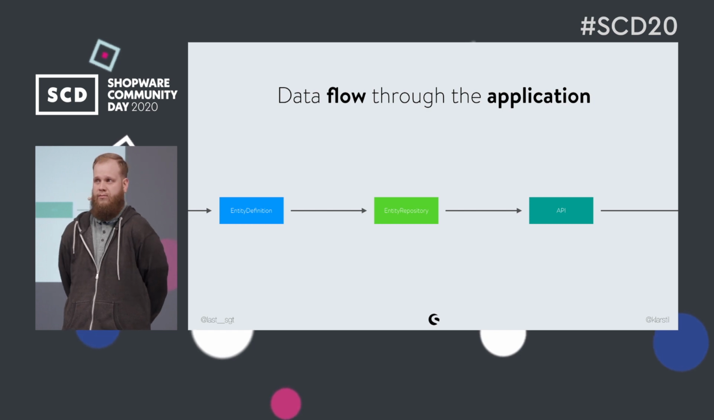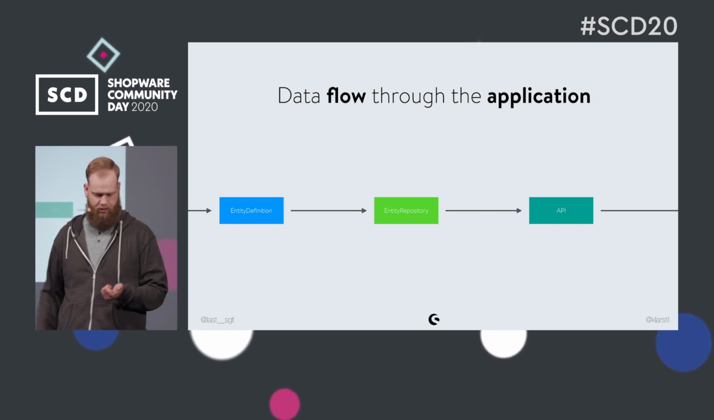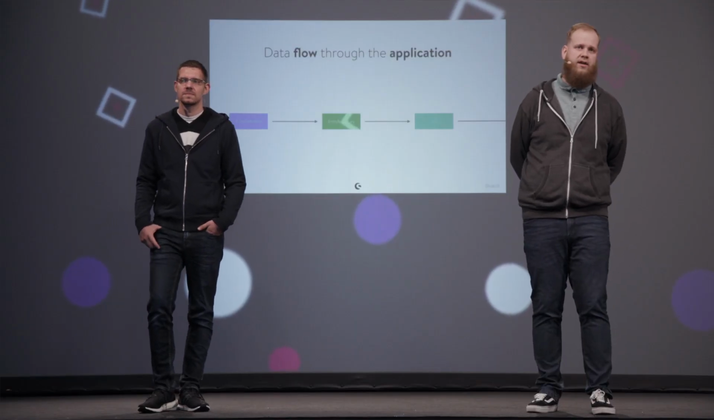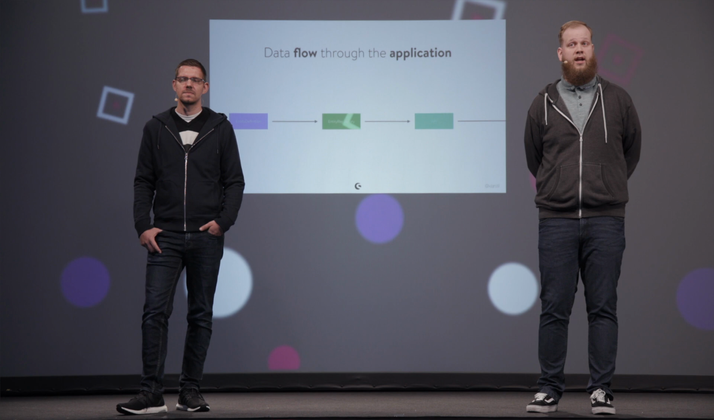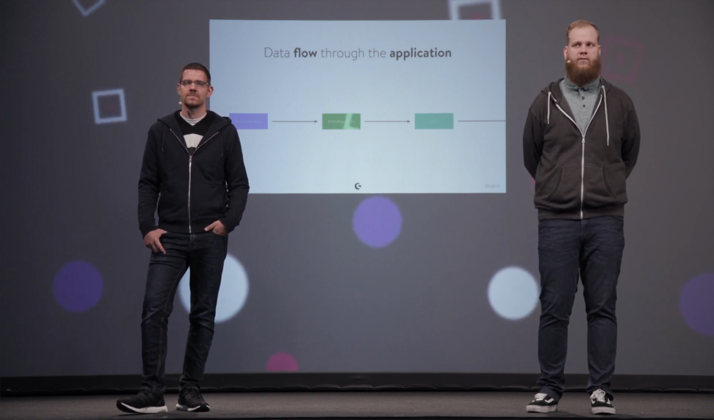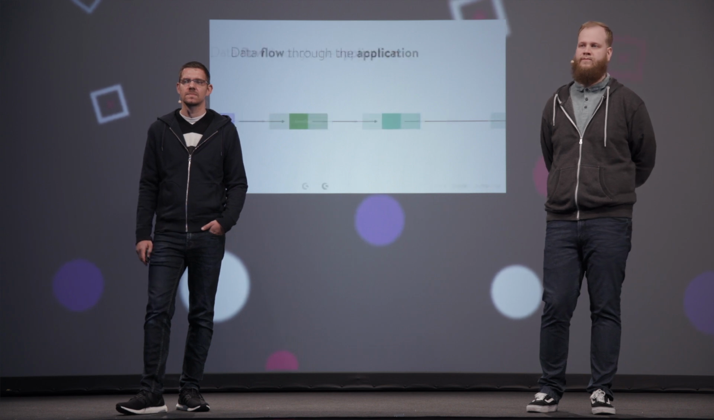So what does this mean in context? You created 3 PHP files, the entity definition, the entity class itself, and a collection, and you got a repository out of it, and the API routes with literally no work.